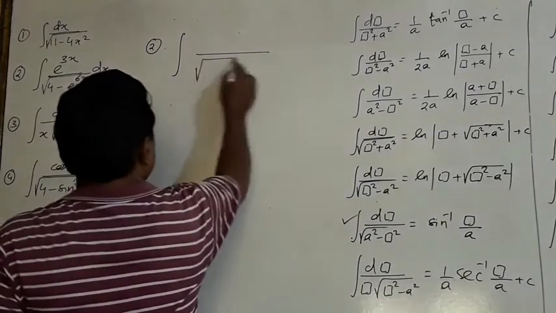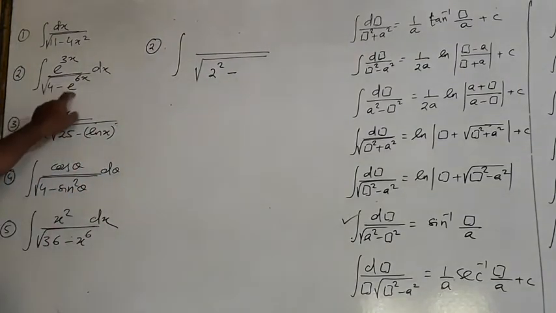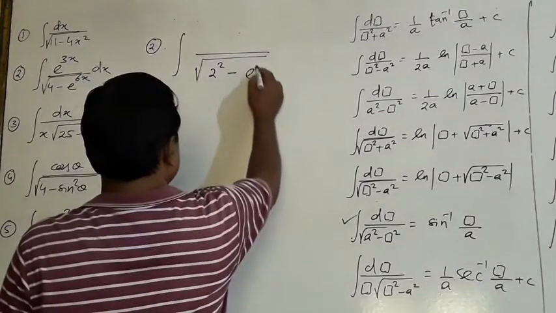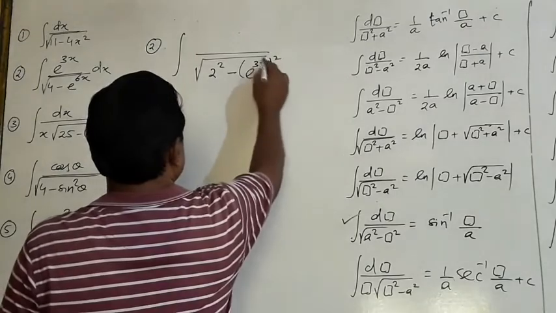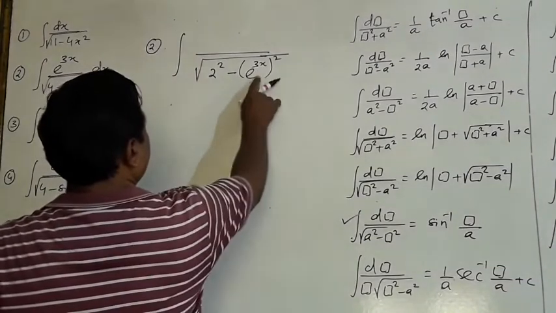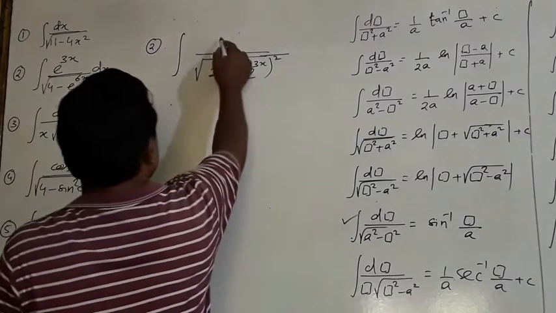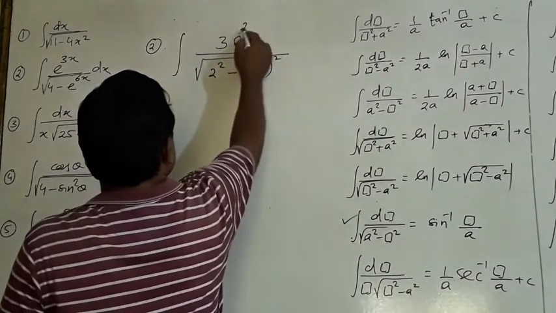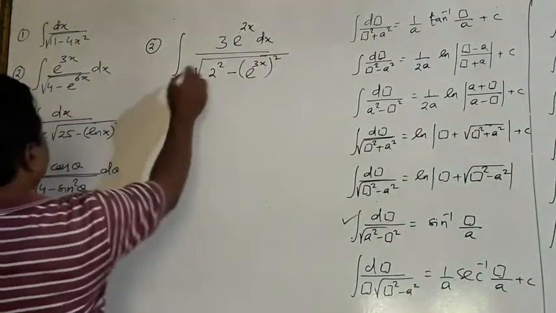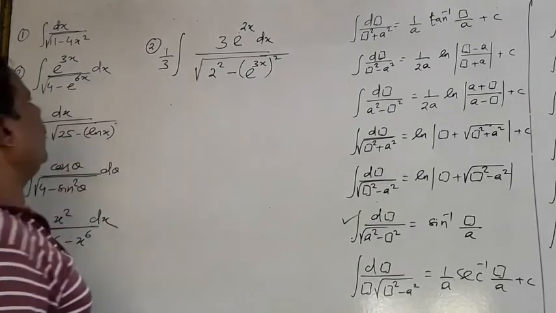Now here whose square is this? It is naturally 2 square. And tell me which variable's square is e to the power 6x? Whose square is e to the power 6x? Naturally it is e to the power 3x whole square. Now tell me what is the derivative of e to the power 3x? It is e to the power 3x into 3. Means you have to write it here dx. Just multiply by 3, then divide by 3. It becomes 1 by 3 e to the power 3x dx.